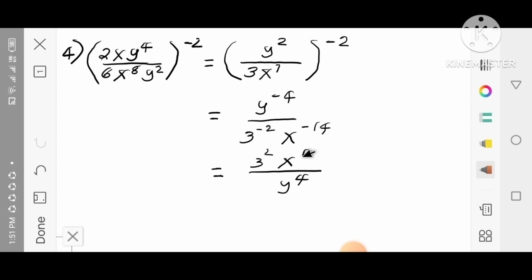Now, we can still expand 3 squared. 3 squared is equal to 9. Therefore, our final answer is 9x to the 14 over y raised to 4. And that's it.